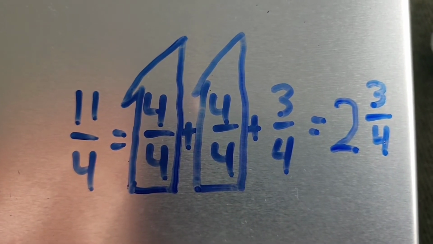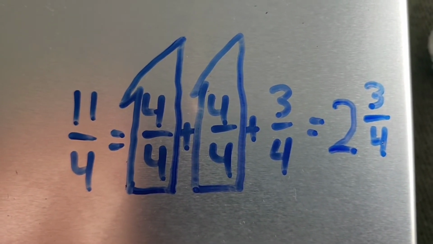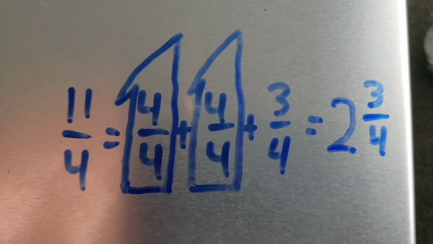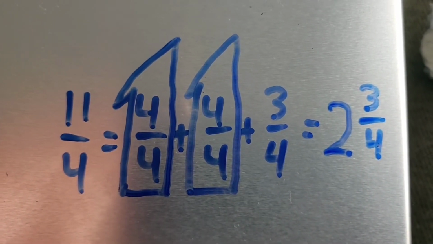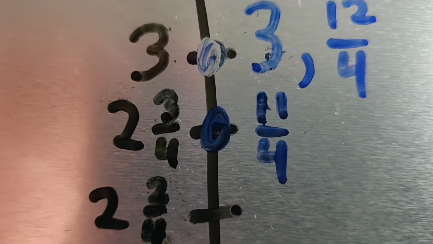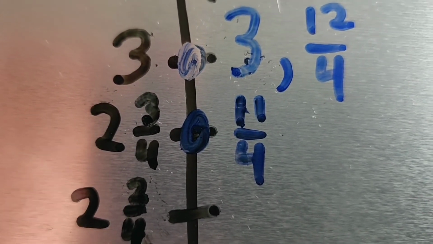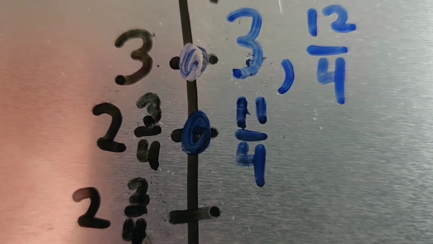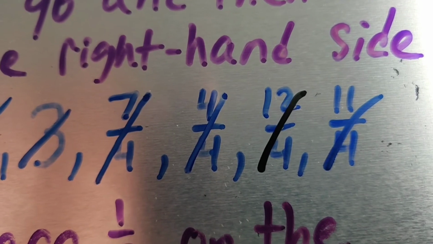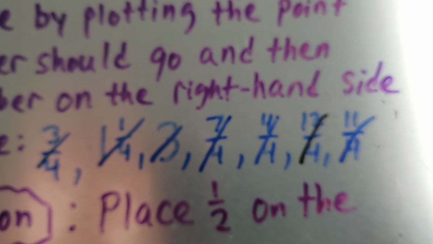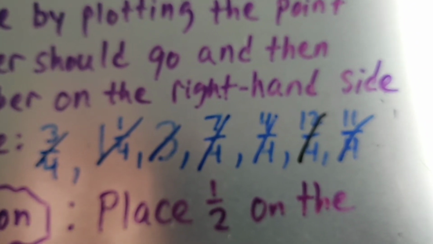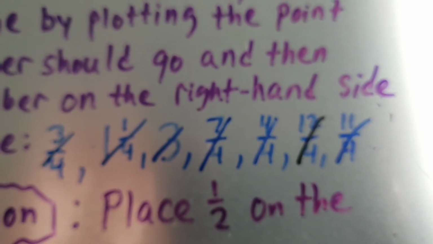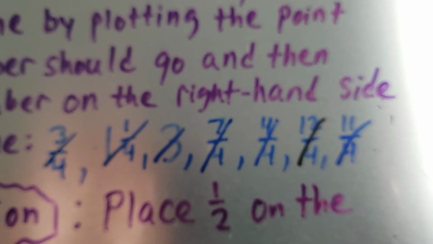So 11 fourths is equivalent to or the same as 2 and 3 fourths, which means I can plot 11 fourths on the number line next to 2 and 3 fourths. And there I've done that. 2 and 3 fourths and 11 fourths are the same. They're equivalent, as we just showed. And now I've crossed 11 fourths out. And now we've plotted all 1, 2, 3, 4, 5, 6, 7 numbers that we were originally given on the number line.